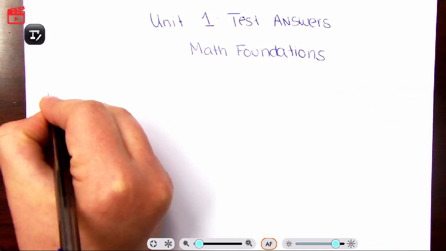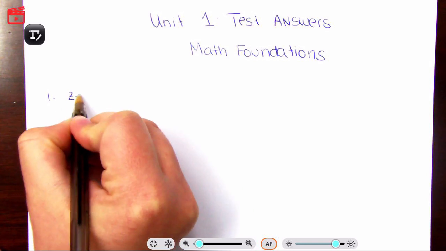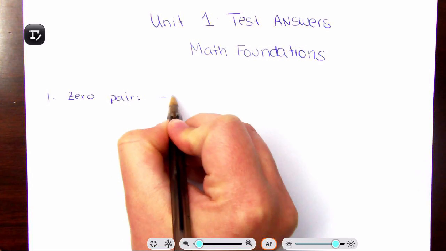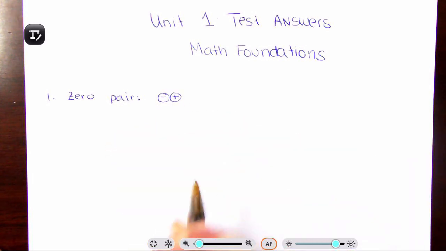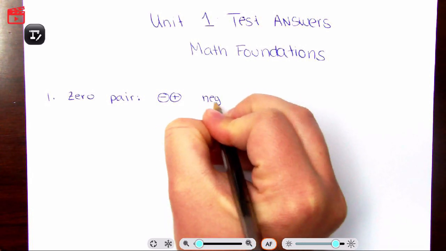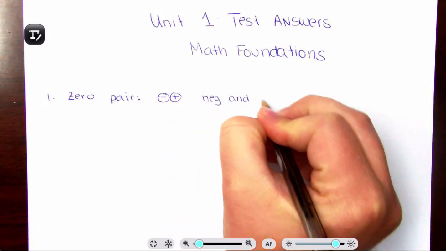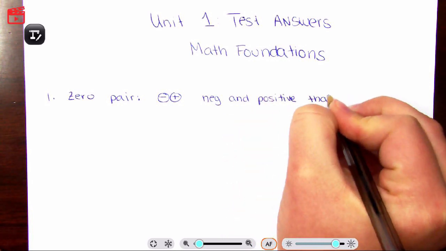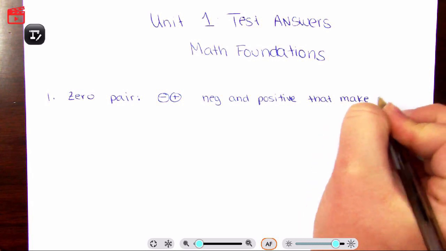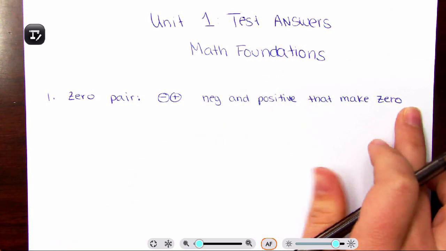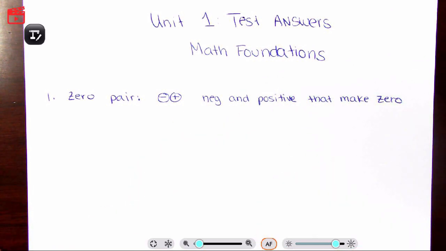All right, question number 1 was, what is a zero pair? So a zero pair we know is a negative and a positive that we combine, okay? So I was looking for, you can say, a negative and a positive that makes 0. So if you give me that type of answer, I'm okay. If you reword it, it doesn't have to be exact, but if you have a negative and a positive that makes 0, I'm okay with that.